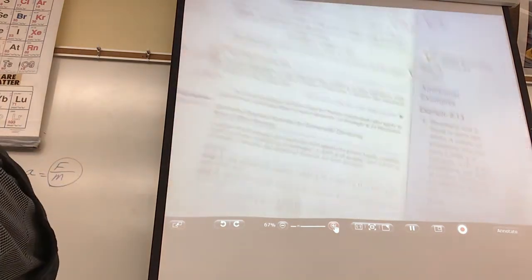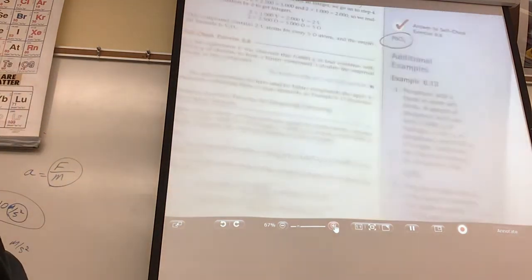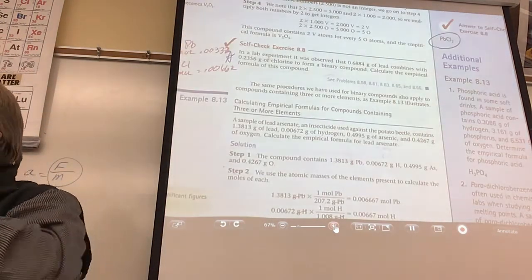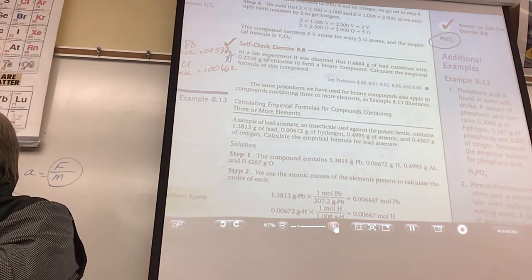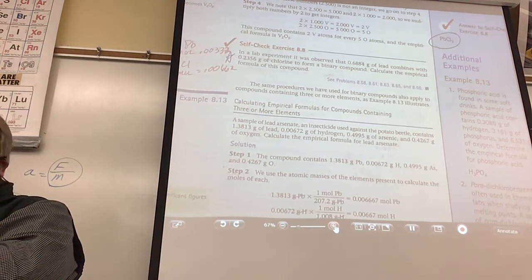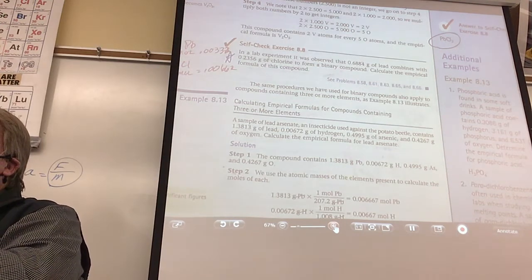Next problem. I don't want you to do this one. I want you to look at it, okay? Don't do it. Just look at it. A sample of lead arsenate, an insecticide used against a potato beetle, contains that many grams of lead, that many grams of hydrogen, that many grams of arsenic, and that many grams of oxygen. Oh, how are you going to do that one?